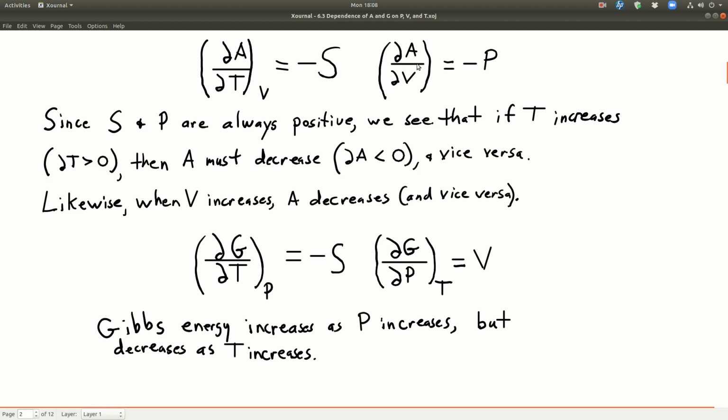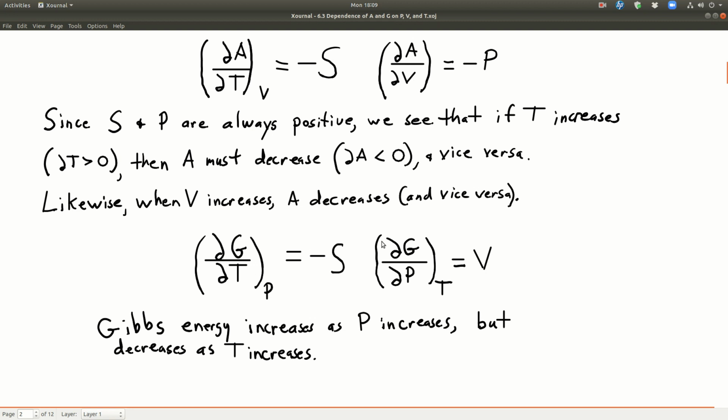Likewise, with respect to volume, if volume is increasing, that means that the Helmholtz energy must decrease. If the volume is decreasing, the Helmholtz energy must increase. Partial A must be positive.